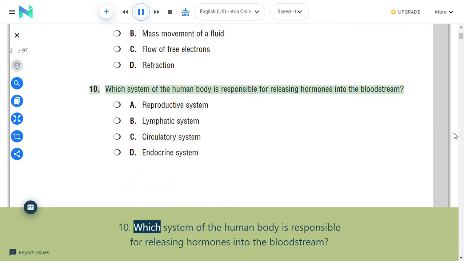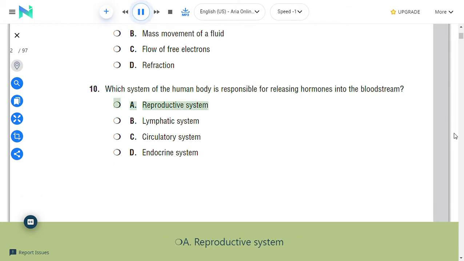10. Which system of the human body is responsible for releasing hormones into the bloodstream? A. Reproductive system. B. Lymphatic system. C. Circulatory system. D. Endocrine system.